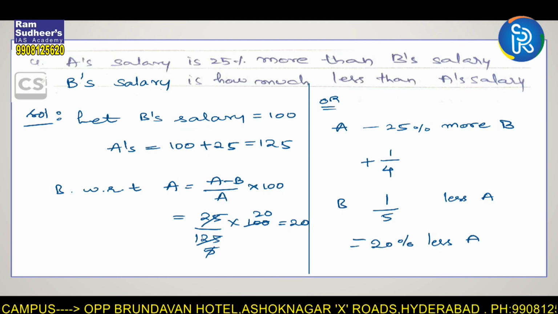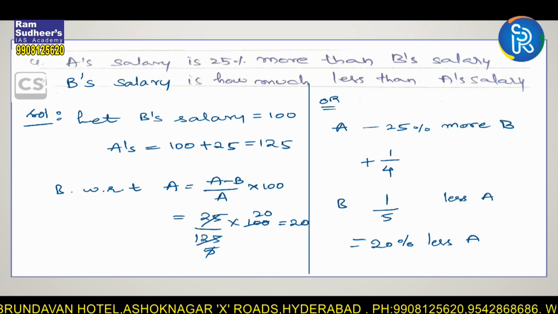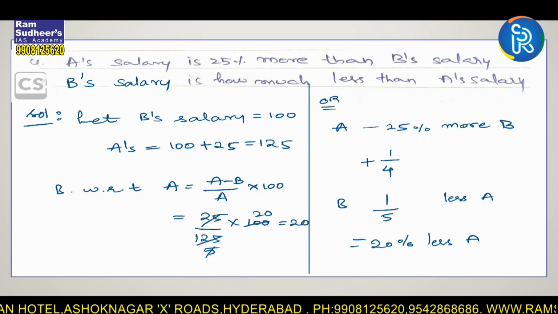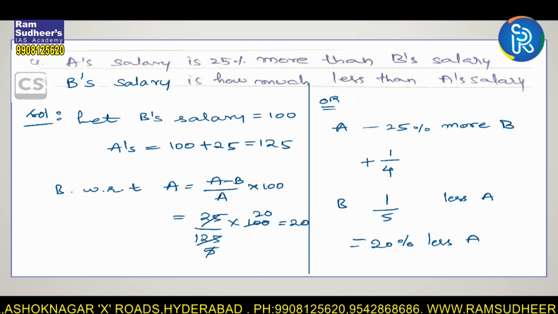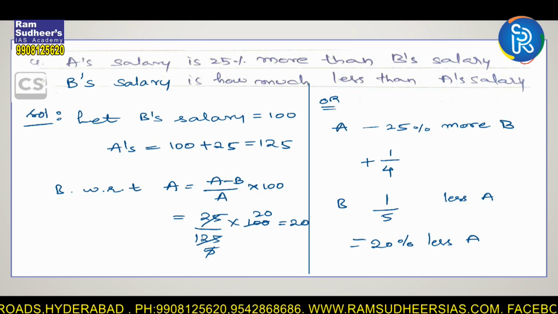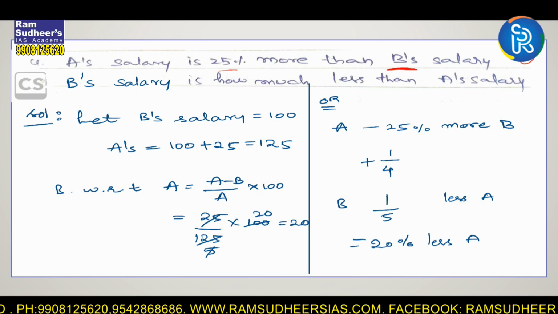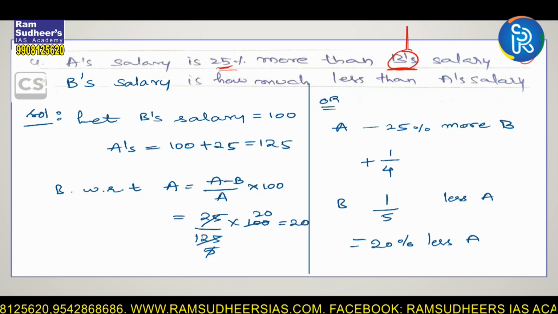B's salary is how much less than A's salary? Friends, most of us will end up thinking like A's salary is 25% more than B's salary, then B's salary would be 25% less than A's salary. But such an approach is definitely wrong, because here A's salary is calculated with respect to B, and therefore it is 25% more than B.